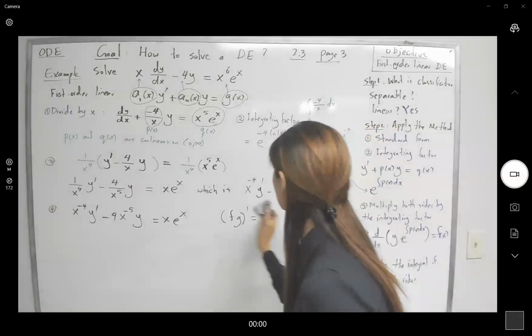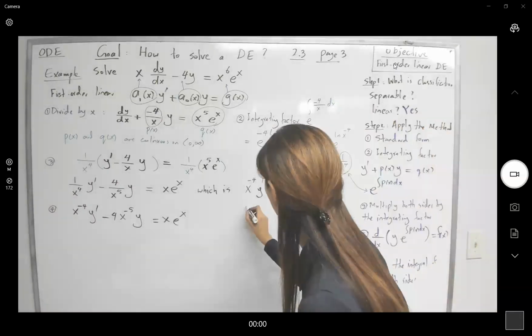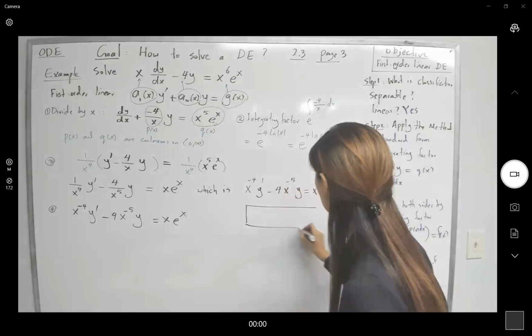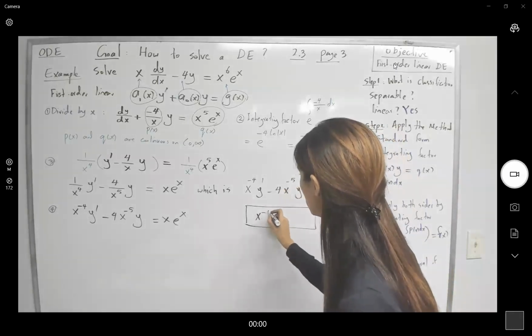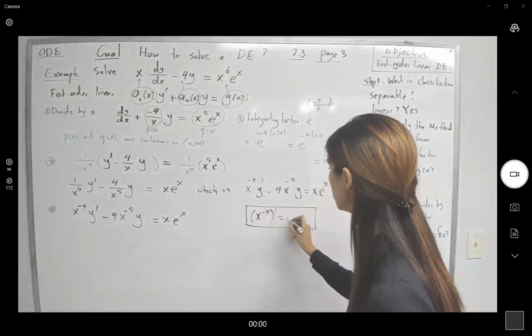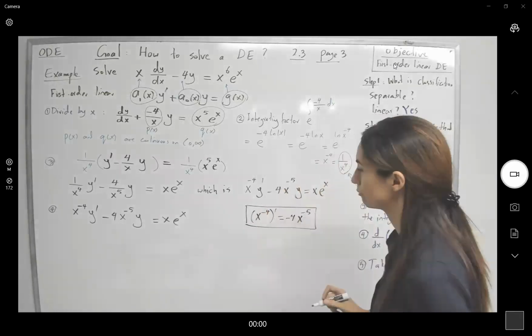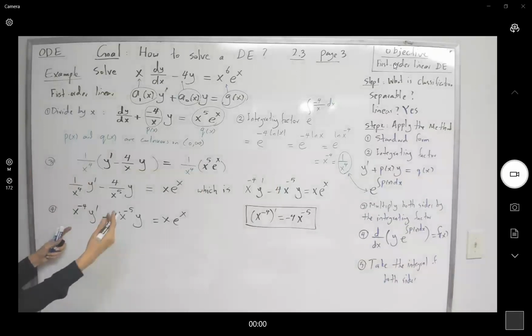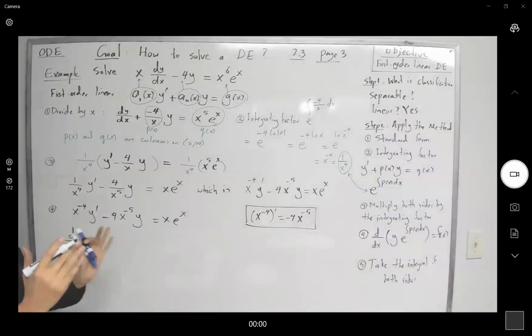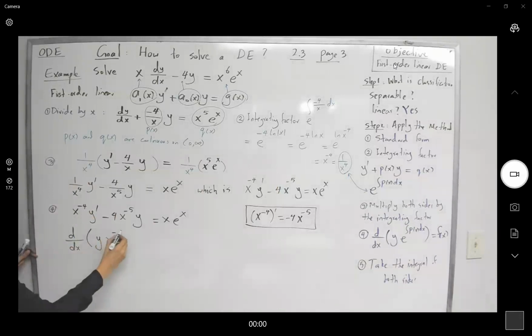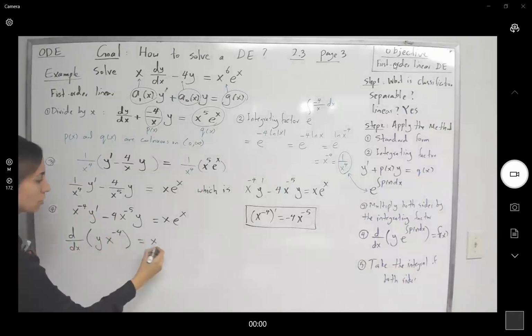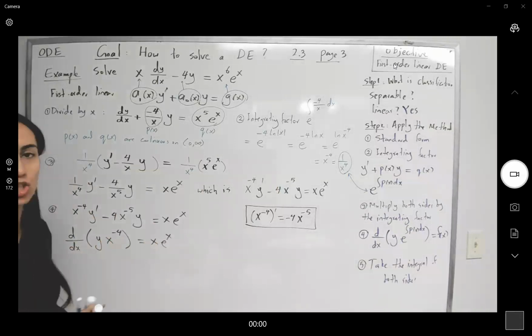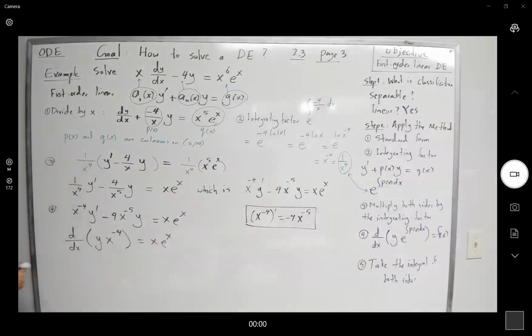Let me write it here for you. If you have x to negative 4 and you take the derivative, it becomes negative 4x to the power negative 5. So this is actually the expanded form. If you just rewrite this in the compact form of the product rule, you get y x to the power negative 4, and on the right-hand side, you have x e to the x. Now just follow the last step. Step 5, taking the integral of both sides.